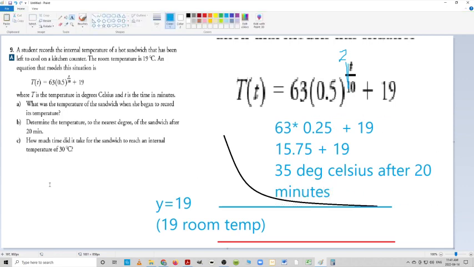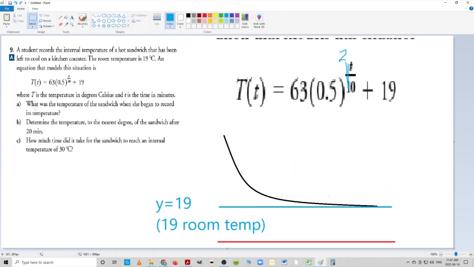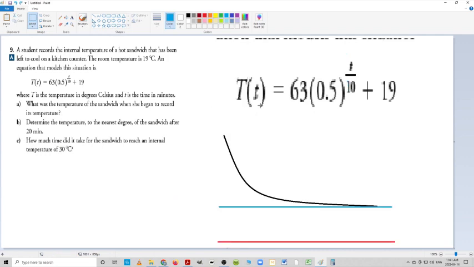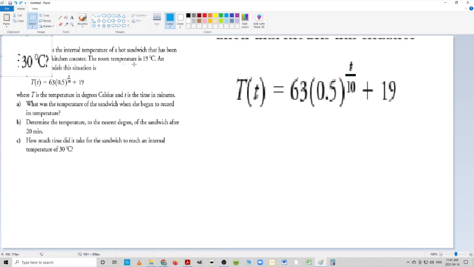Okay. How much time did it take the sandwich to reach an internal temperature of 30? Well, in this case, they're telling us the final result of 30, so I'm going to put that where temperature is. And we have to unravel the equation here. Let's just get rid of everything here. There we go. What's our first step? We have to subtract this 19, in sort of reverse BEDMAS order. So we subtract 19 from 30. We get 11.